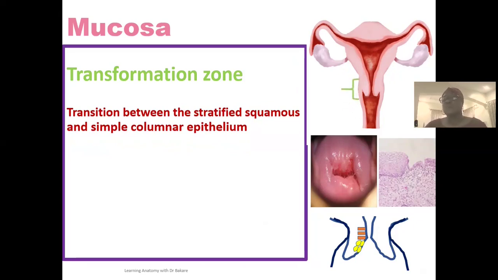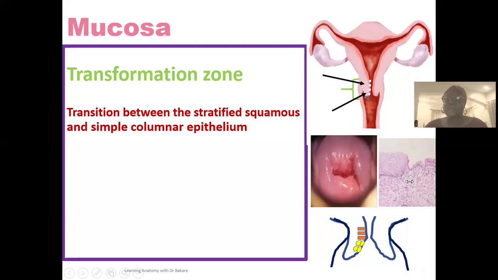If you look at this upper image, we have the cervix here carved out in green. At this upper region is the endocervix, and at this lower region is the ectocervix or exocervix. The mucosal lining of the endocervix is highlighted here in white, and the mucosal lining of the ectocervix or exocervix is highlighted in blue. At the point where the mucosal lining of the endocervix becomes transformed into that of the ectocervix, we have the transformation zone.